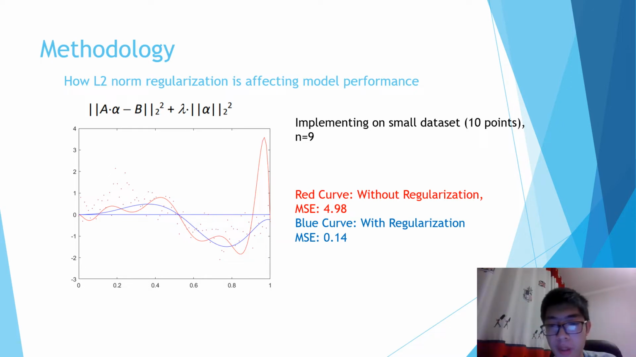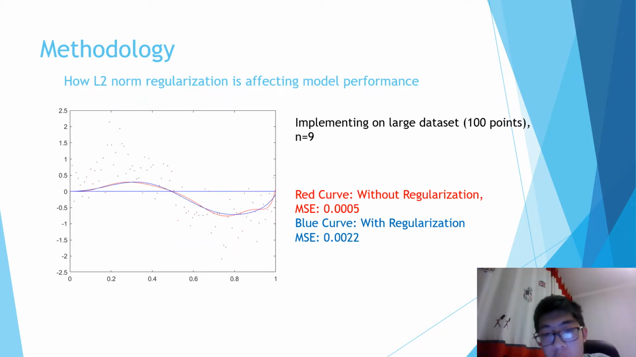Due to the time limit, I'm not explaining how I implemented the regularized least squares regression. But we can see from the results that the blue curve, which has the regularization method, is far smoother than the original one, the red curve, and fits the data points better. The mean squared error dramatically drops from 4.98 to 0.14, so this method works.